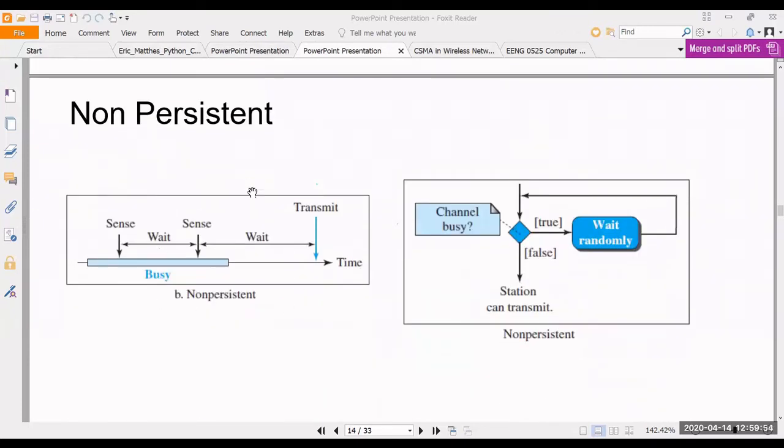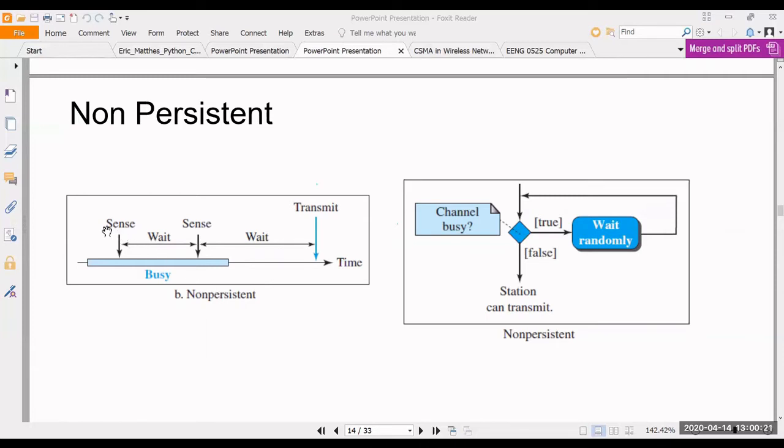So that has also been illustrated here. You sense when it's busy, you back off, you wait a little, and you come back again to sense. Do you wait a random time? Because I understand that the back off only applies when there is a collision. Okay, yeah. So you wait a random time.